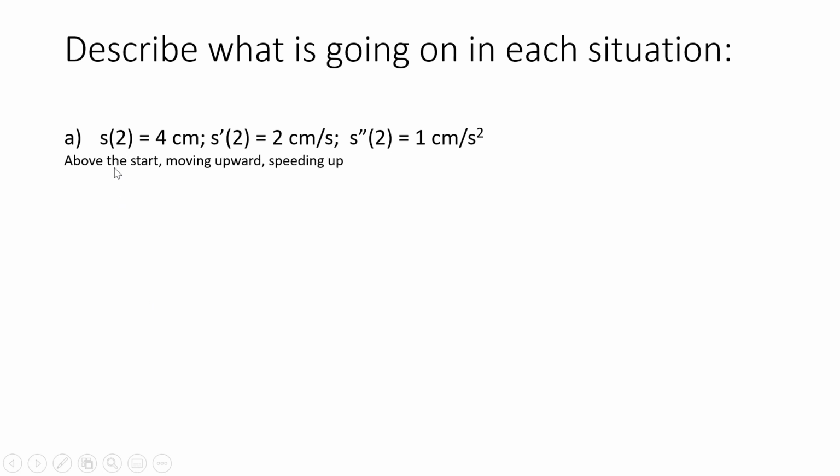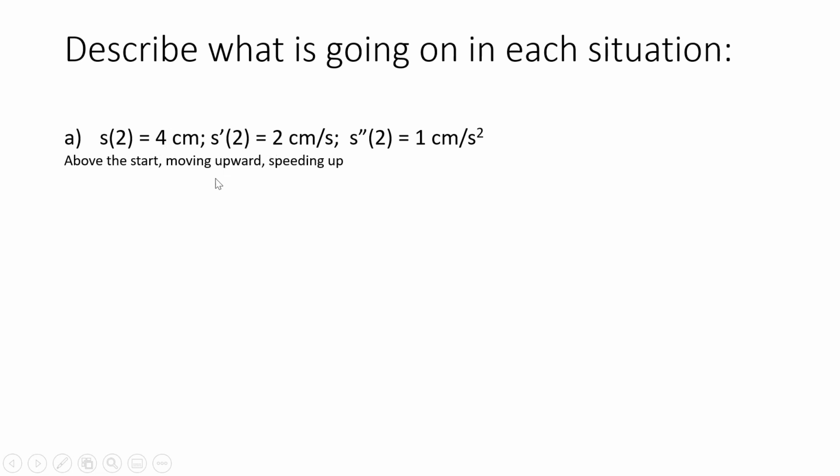You're above the start. So I want you to think of it, he was using left and right, I'm going to use above and below. So that's why I wanted to do the first one with you. I'm above the start because it says 4 centimeters. If it was negative, then I'd be below the start. But 4 centimeters means I'm 4 centimeters above my starting position.